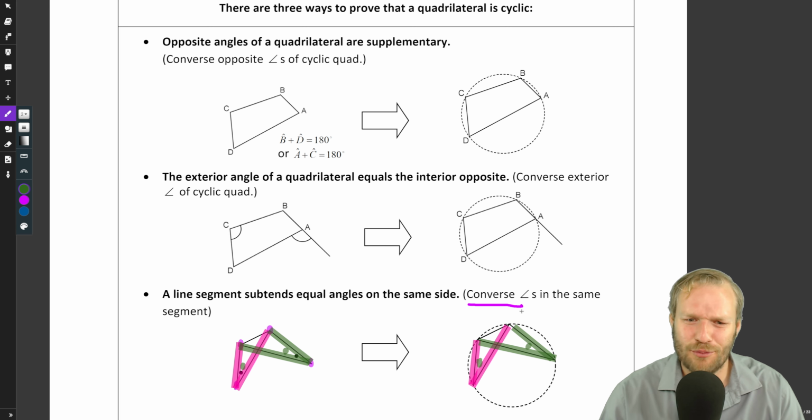You're going to see an example. The very next example in the next video will use this very theorem here. So you're going to see it in action.